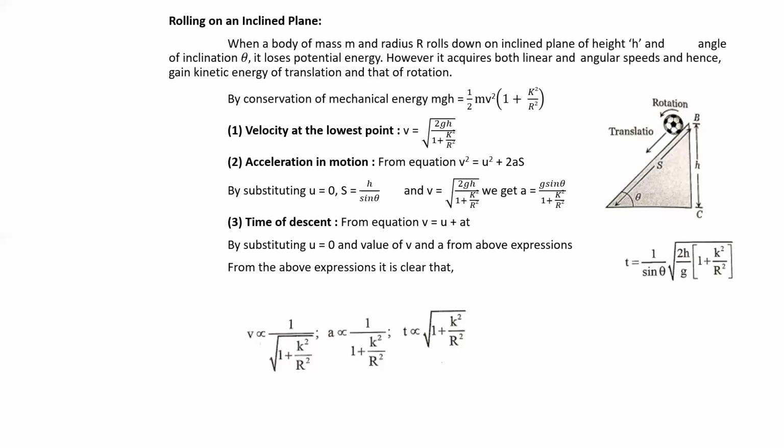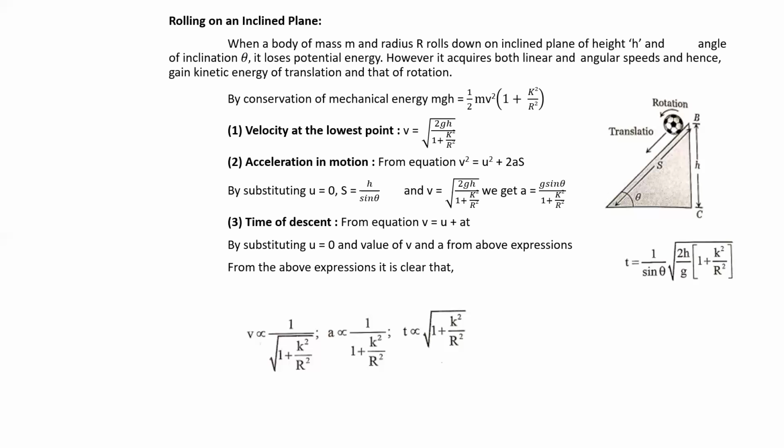We can substitute the initial velocity 0 and the values of v and a from the above expressions. It is given by the time period t is equal to 1 upon sine theta times the square root of 2h divided by g into bracket 1 plus k square divided by r square. This is what t is equal to.